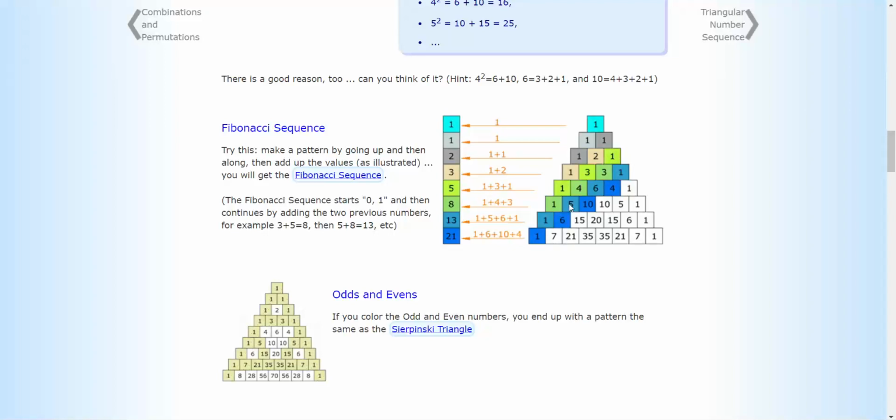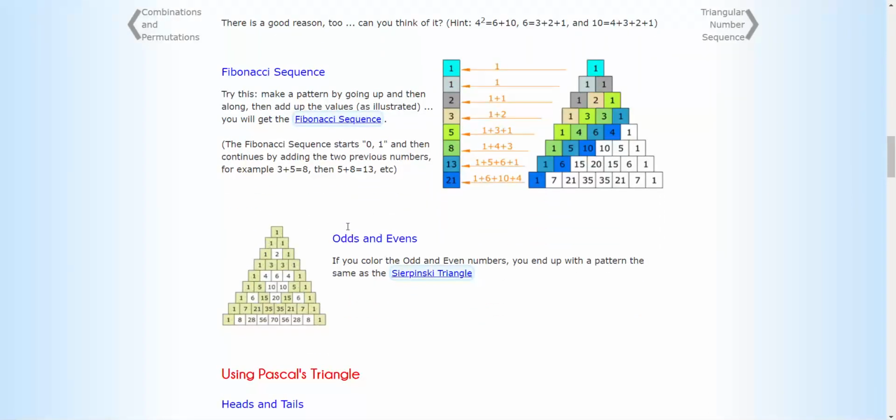1, on top of it is 5, on top is 4, next to it is 6, on top is 3, next to it is 1, on top of it is nothing. So that's how you do it. That's the Fibonacci sequence. You sum this up and you will have 1, 1, 2, 3, 5, 8, 13, 21, by adding the previous numbers. For example, 3 plus 5 is 8. So this is 4 plus 1, which is also 8, etc.